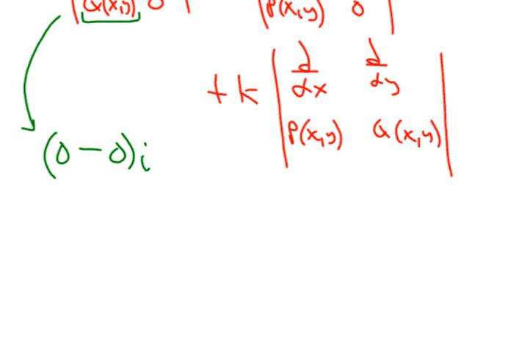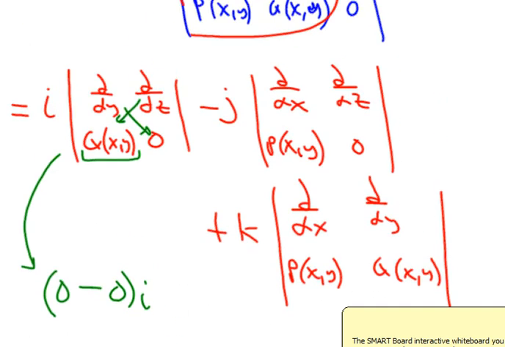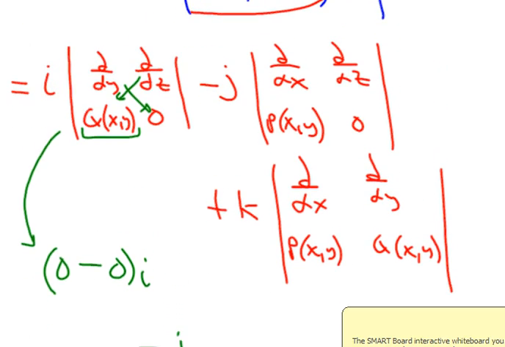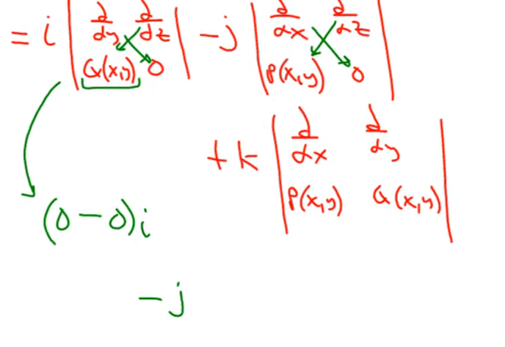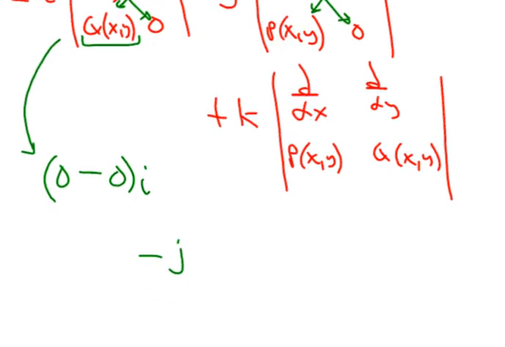Minus j times, now look what happens again. The derivative with respect to x of 0 is going to be 0. And the derivative with respect to z of the function P of x comma y, but P of x comma y is only a function of x and y, not z. So its partial derivative would also be 0, so that's 0, 0.